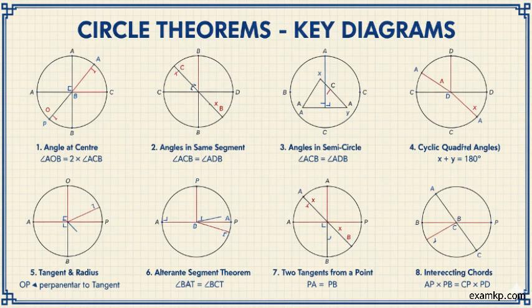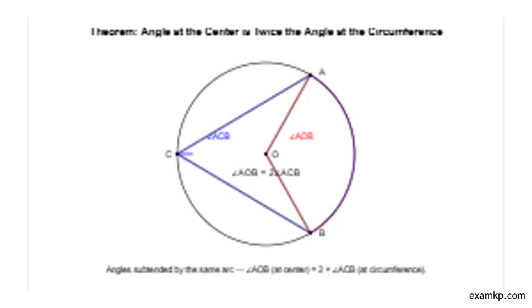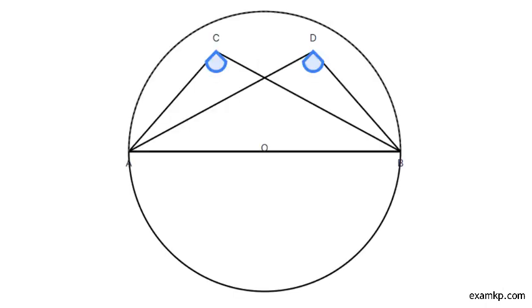Now to the powerful part, circle theorems. These theorems show relationships between angles and lines in a circle and are heavily tested in WAEC, JAMB, and NECO. Theorem number 1. Angle at center equals 2 times angle at circumference. So if arc AB subtends an angle of 80 degrees at the center, then it subtends 40 degrees at the circumference. Theorem number 2. Angles in the same segment are equal.